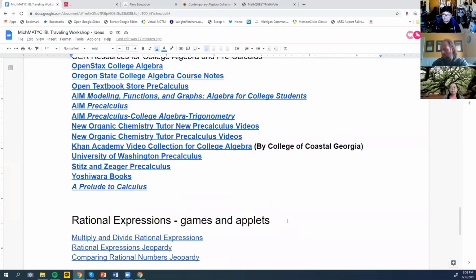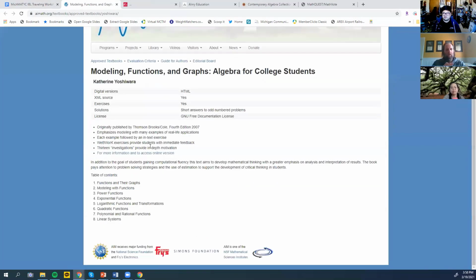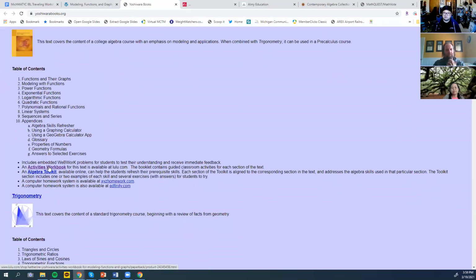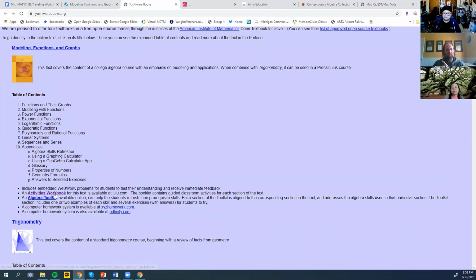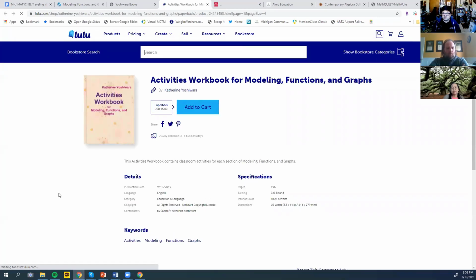And then I put down some of these OER resources for college algebra and pre-calculus, because especially the Yoshiwara books that they have. This is also one of their books, and it's link after link after link, but they do have an activities workbook for their modeling functions and graphs book that might actually help with finding ideas for the IBL method. So an activities workbook right here with classroom activities for each section of their book.